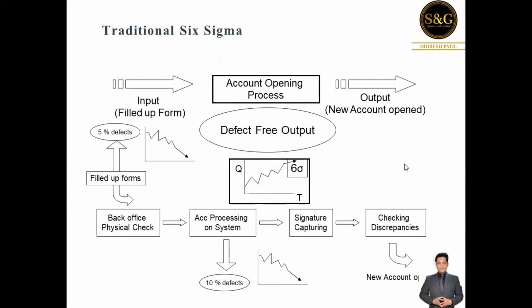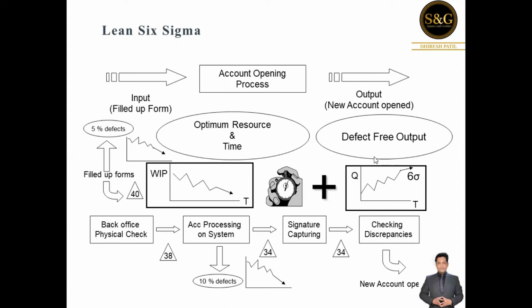Now let's understand how Lean Six Sigma together can optimize and improve this process. The same process we can take as example. Here you can see these triangles which represent the WIP. At the first process step, which is filled up forms, the triangle represents the number 40, meaning there are 40 forms pending before the back office physical check. Then after the back office physical check it goes to the account processing system. The forms are 38, so there are 38 WIP present before the system.